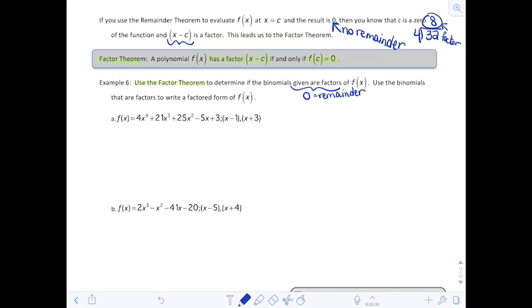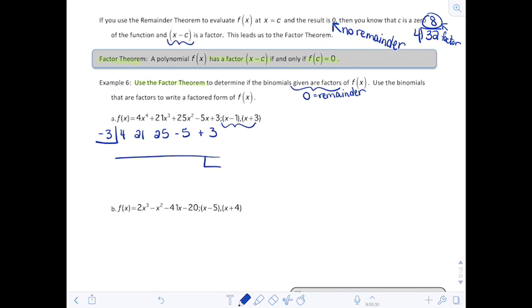So let's look at example A. I have a quartic, 4th degree, and I want to know if x minus 1 and x plus 3 are factors. So I'm going to test them. The first one I'm going to use is x plus 3. So in my little box, the 0 related to that is negative 3. So my coefficients are 4, 21, 25, negative 5, and 3.